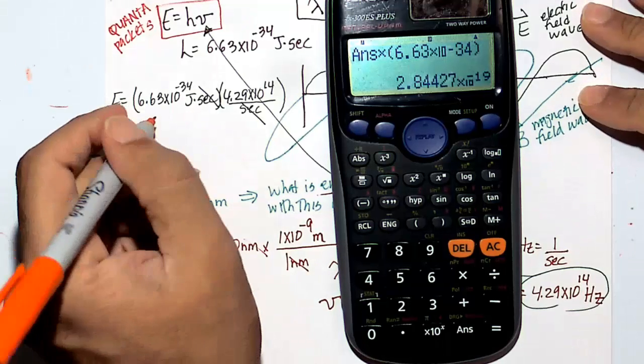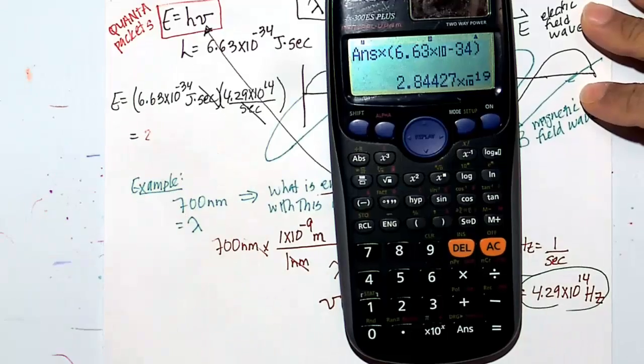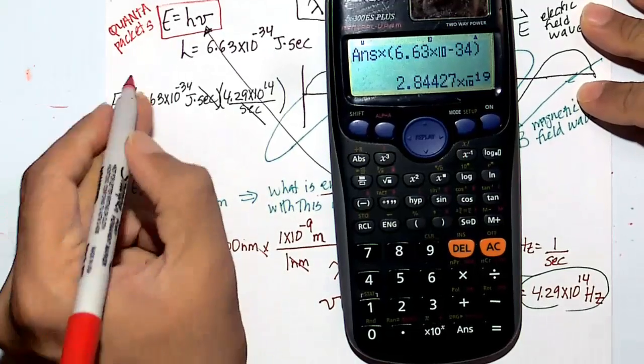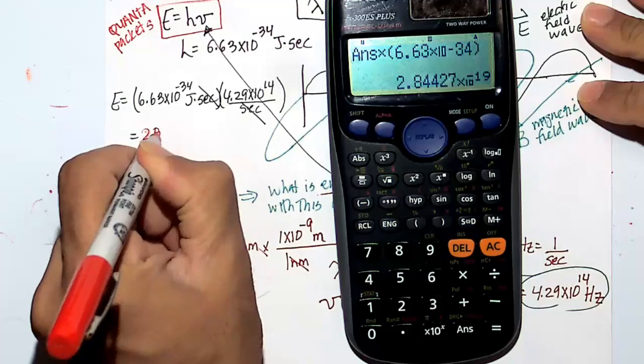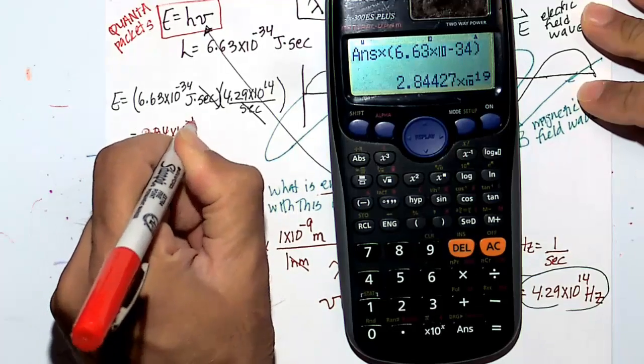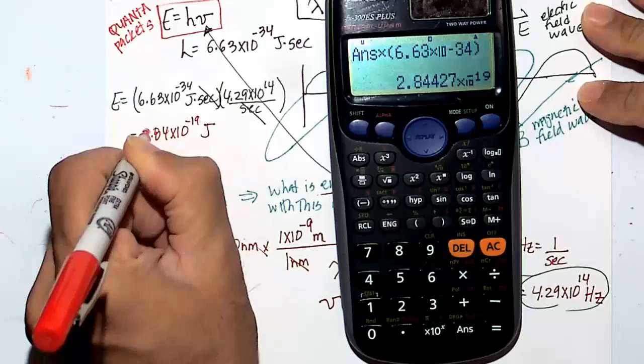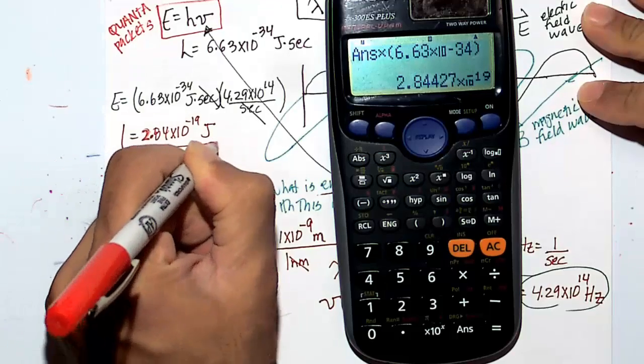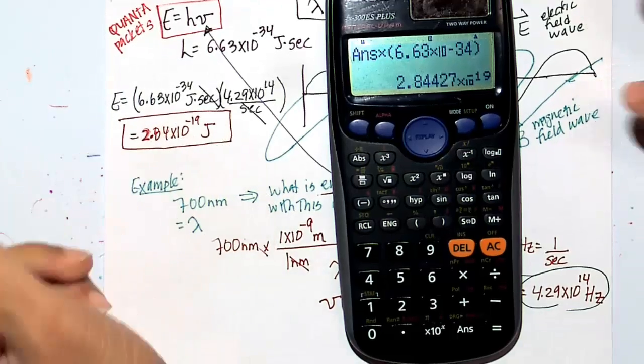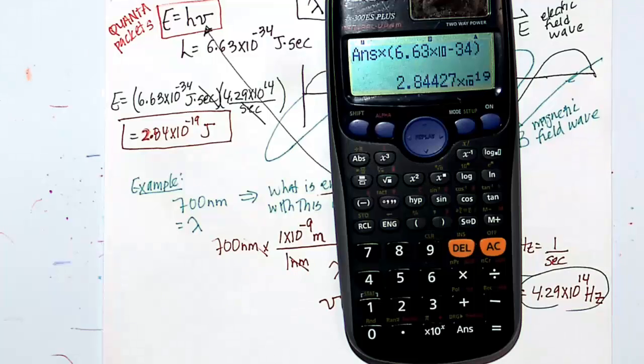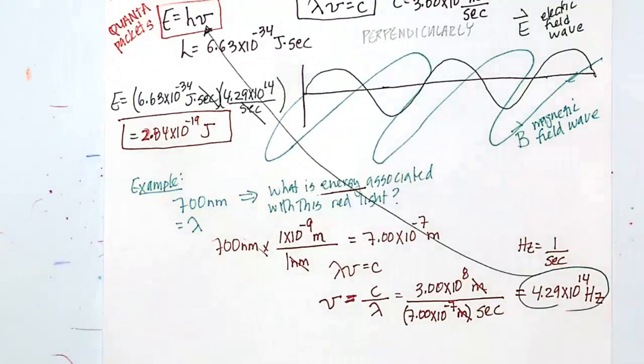So 2.84 times 10 to the minus 19 joules. And that would be an answer that you would put on the exam. It's multiple choice, but that would be the pipeline, that would be the flow through, or how you get to the answer.